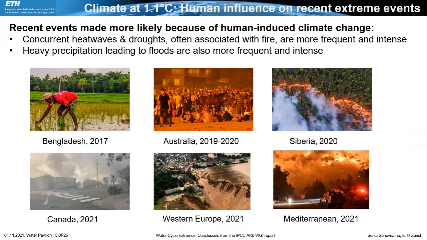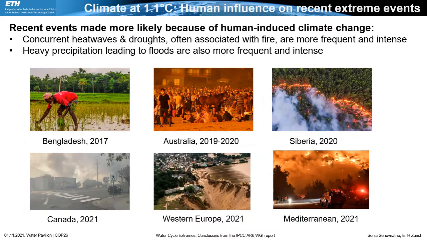So I'm showing here a few examples of events of which we know that they have been made more probable due to human-induced climate change. For instance, flooding in Bangladesh in 2017, the fire and heat wave in Australia in 2019 to 2020, also the high heat wave in Siberia, which was also again associated with fire. And then this year, of course, we had a large range of events, including fires in Canada, then the flooding in Western Europe, which was associated with very heavy precipitation, and also high drought in the Mediterranean.